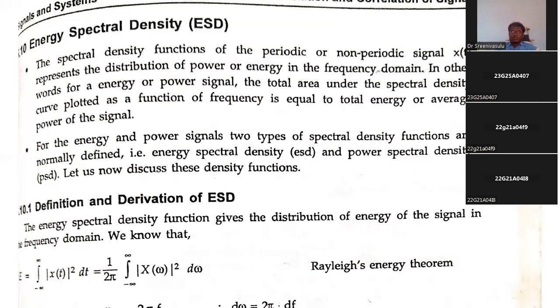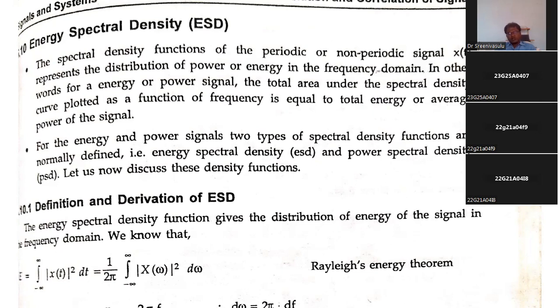Instead of using minus infinity to plus infinity, we are going to use from minus T to plus T, or minus T naught by 2 to plus T naught by 2. So it is entirely Parseval's theorem. We know already Parseval's theorem. What is Parseval's theorem? How to calculate energy or power from the frequency domain.